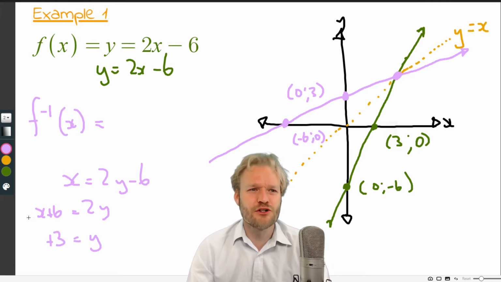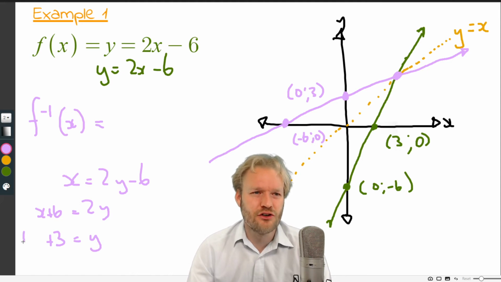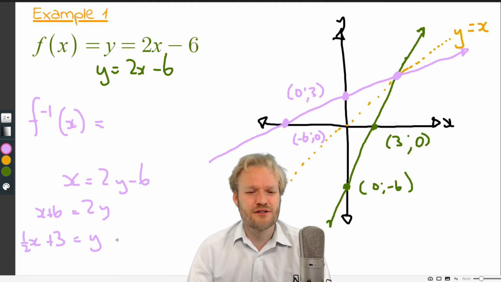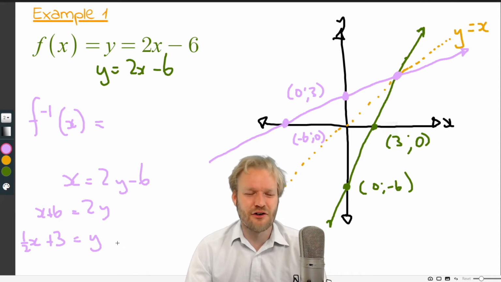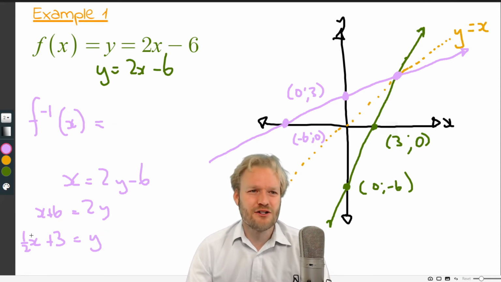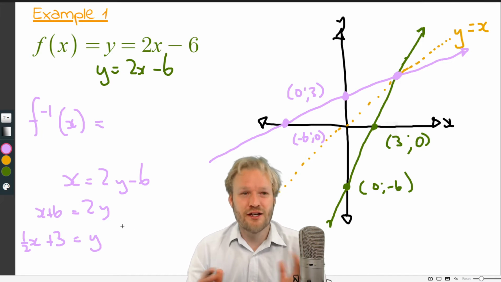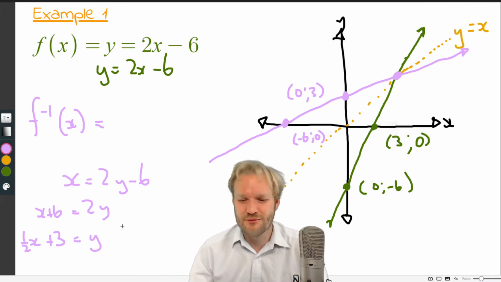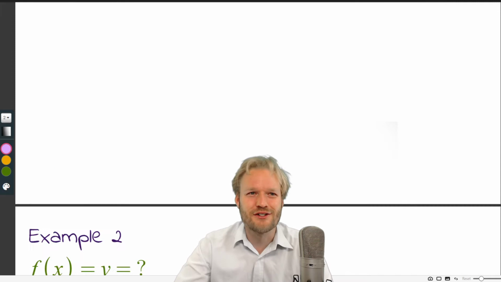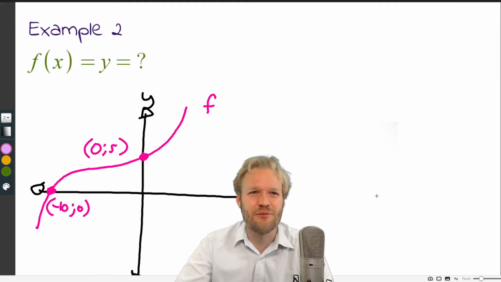Now you have two options. You could go x over 2, or I think it's easier to make sense of a half x, because then our gradient's quite clear. So y equals a half x plus 3. There it is, standard form in y equals. Cool, let's keep going, but this time you're given a picture.